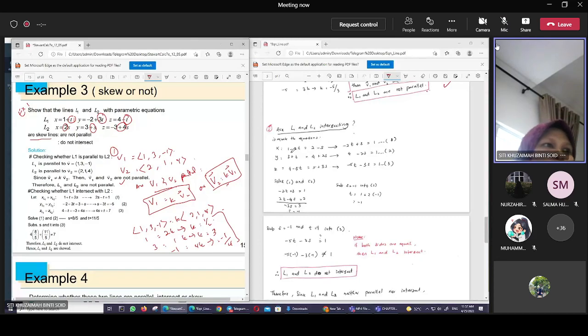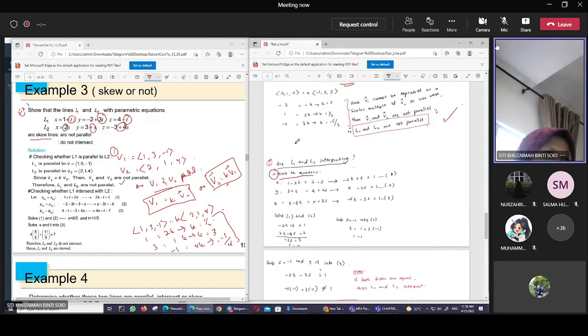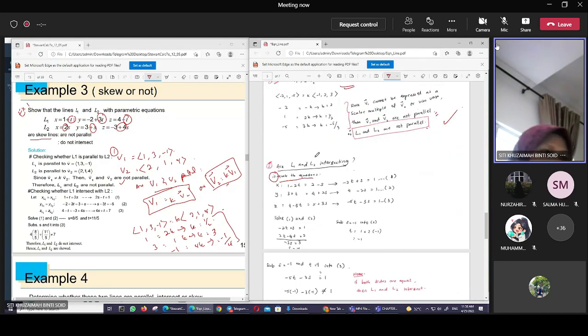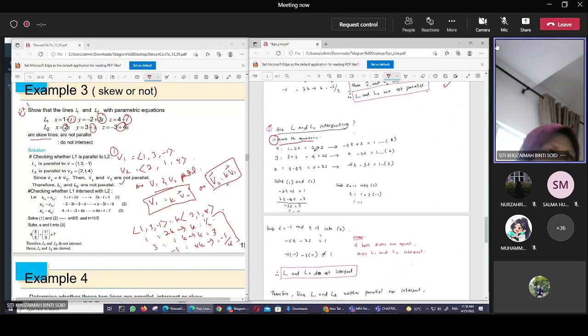First, we equate the equations. Equating the equations means we group x with x. This x: 1 minus 2t equals 2 minus s. We equate t and s, and accordingly group x, y and z. So x: 1 minus 2t equals 2 minus s. Then 3 plus 2t equals 4 minus 2s, and so on. We make it 3 equations.